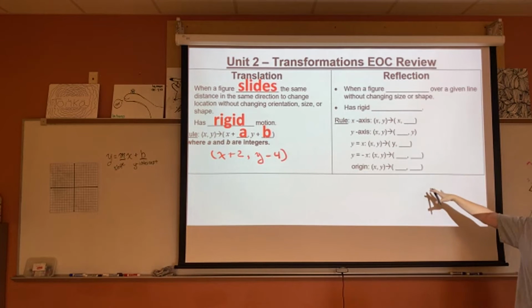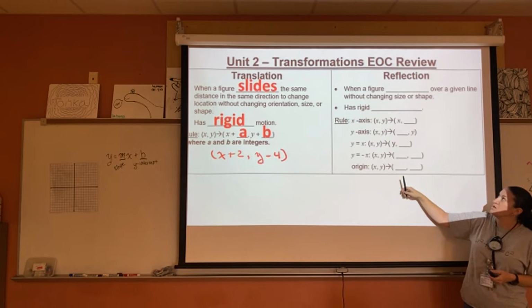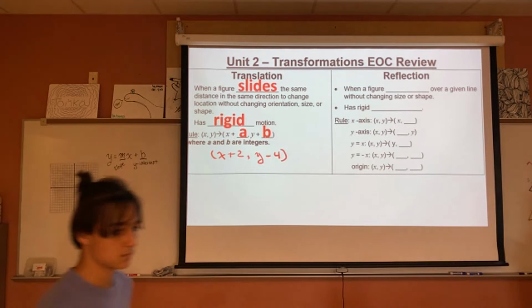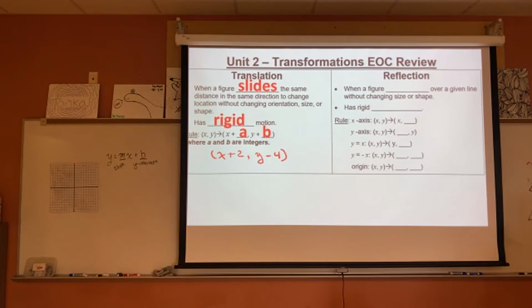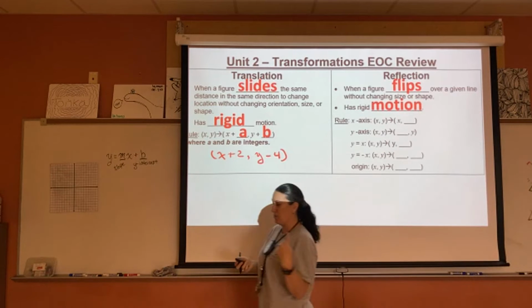All of these rules we're going to see here for a reflection, you're going to notice they're all very similar. A reflection, this is what you see when you look in the mirror, if you were to take a selfie. A reflection is when a figure flips over a given line and it does not change the size and shape, which means it also has rigid motion. There's different types of reflections. There's actually 5 listed on the board.